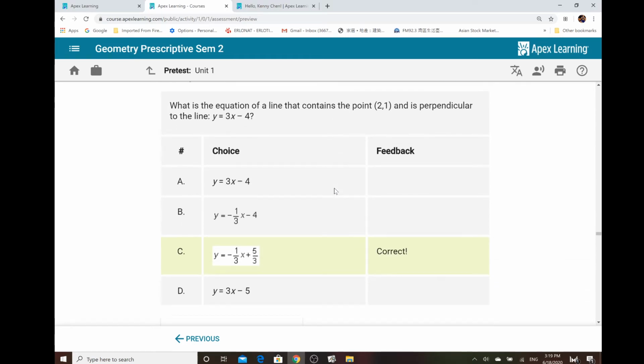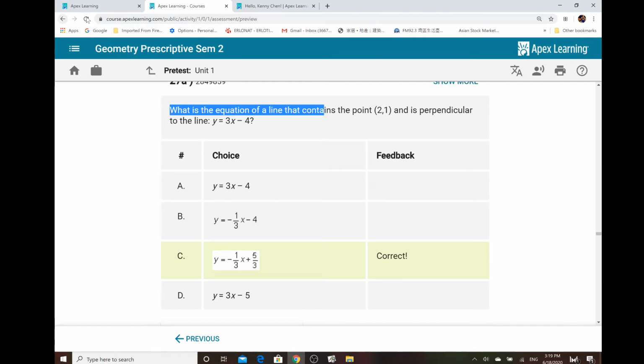Question 27. So what's the equation of a line that contains the point (2, 1) and is perpendicular to the line? Okay, so now this one is getting a little bit more complicated. And I'm sure a lot of people are having trouble with a problem like this in Algebra 1 and also in geometry. So let me just highlight this one here.